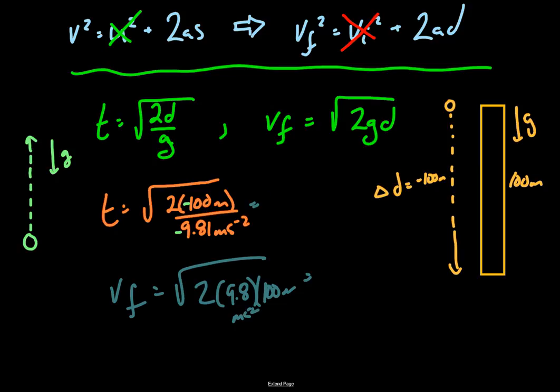And then we just solve. Okay, so here's our values: 4.51 seconds, and a final velocity of 44.3 meters per second, of course, in the downward direction.